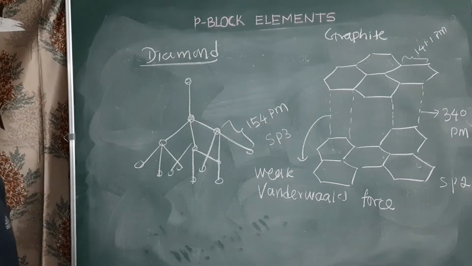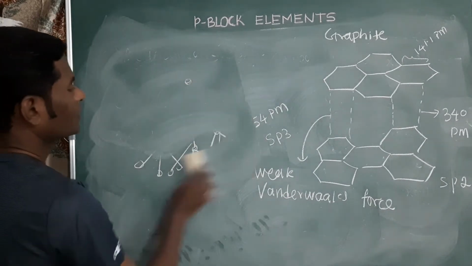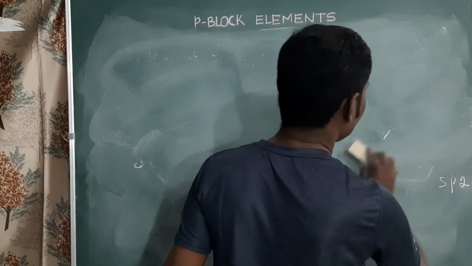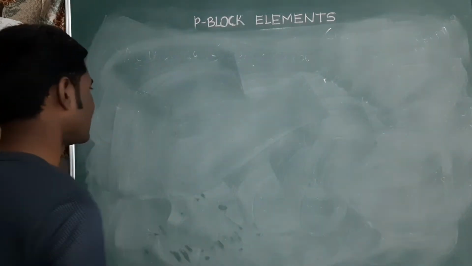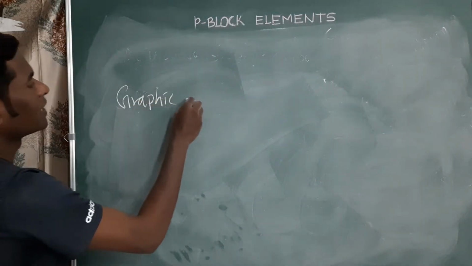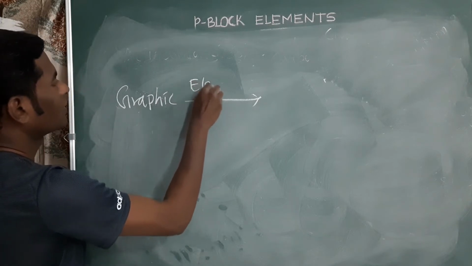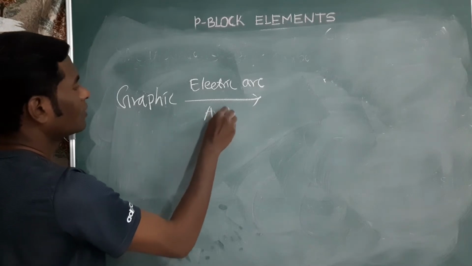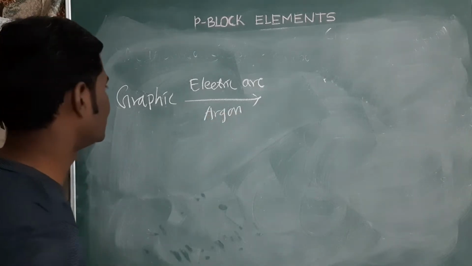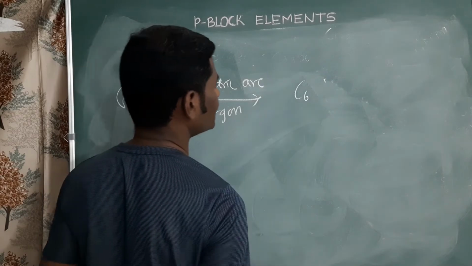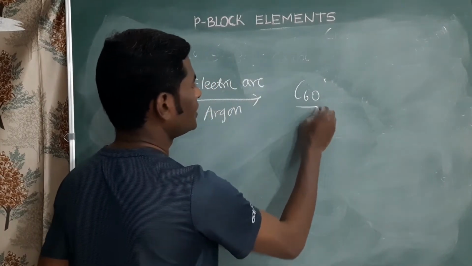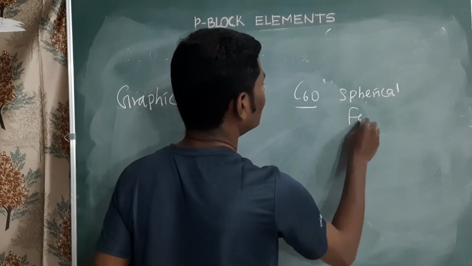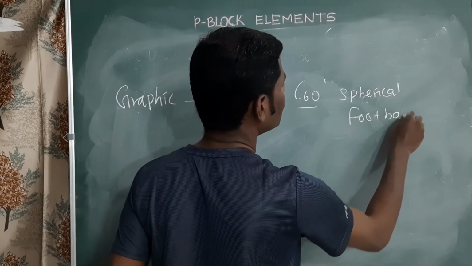The next allotropic form of carbon is fullerene. It is spherical in shape. Preparation of fullerene: when graphite is heated in an electric arc in the presence of noble gases, in presence of argon, which prevents oxidation, you will get C60. This C60 is spherical in shape, like a football or soccer ball.